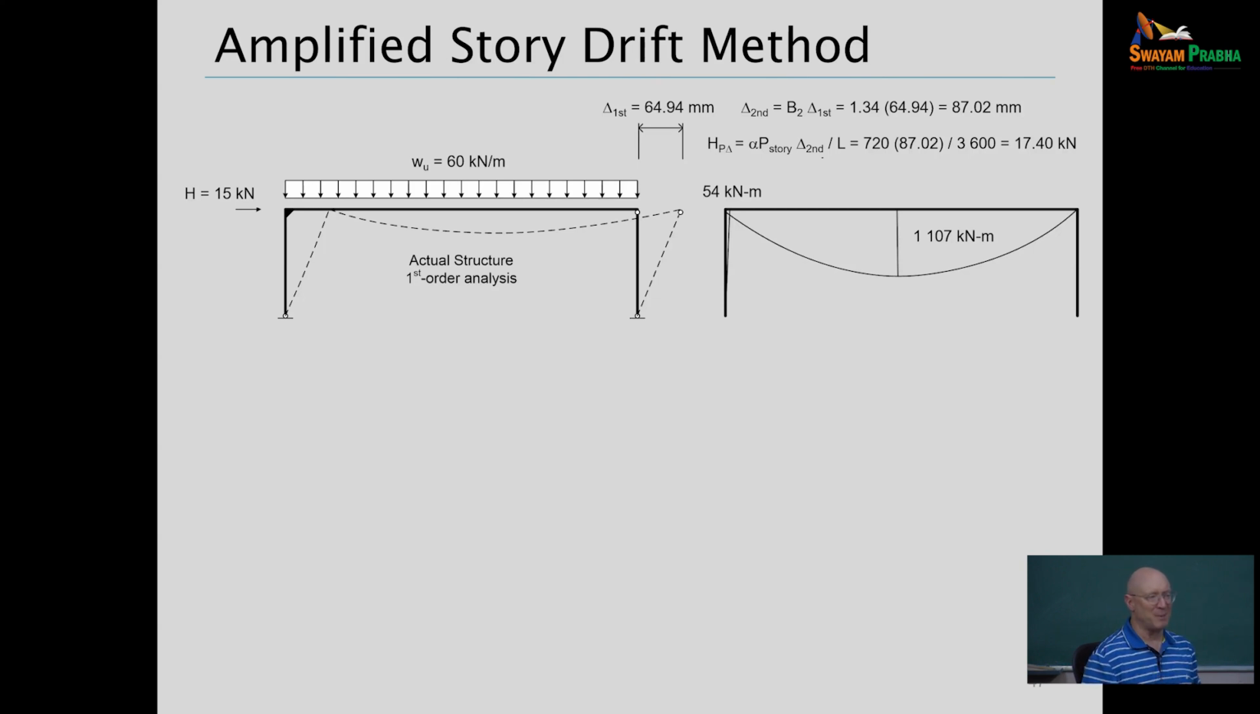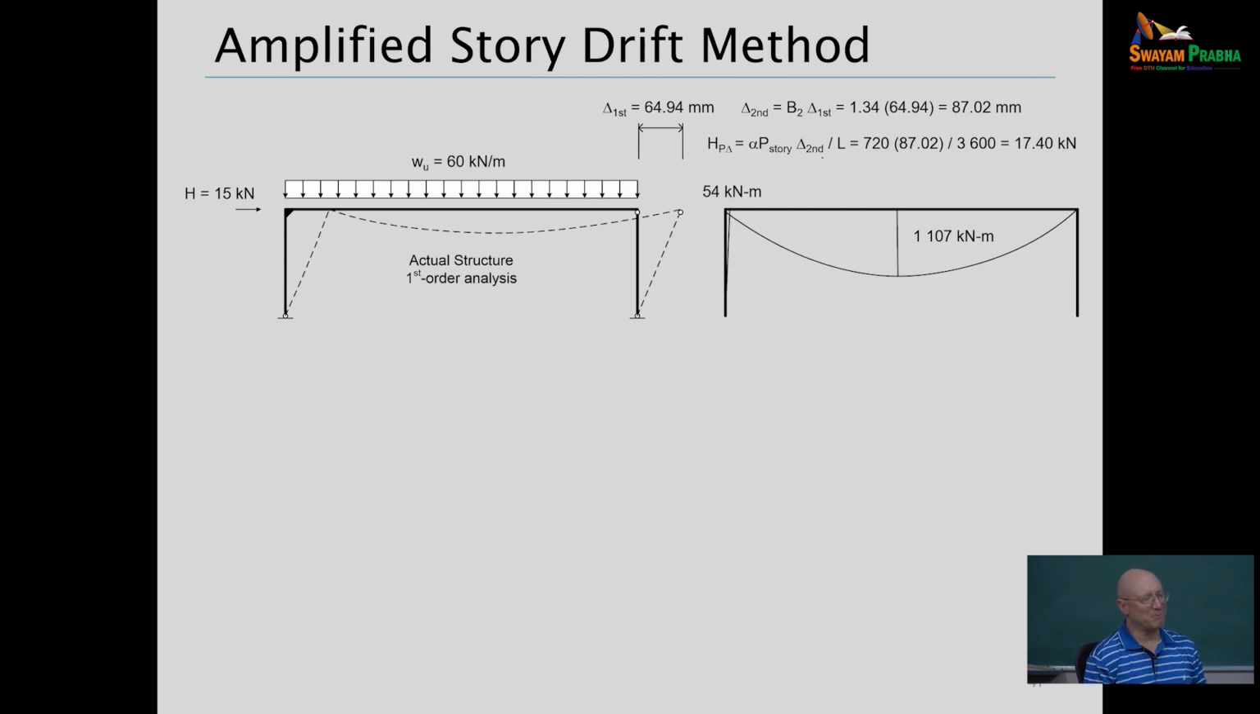In an earlier time, when computer use wasn't so prevalent, you'd just be working with first order analysis of frames. You have your frame, you get your lateral drift, and then there are ways of iterating a P large delta analysis to get an estimate of your second order side sway effects. This is a non-iterative P large delta analysis, basically, in that sense.